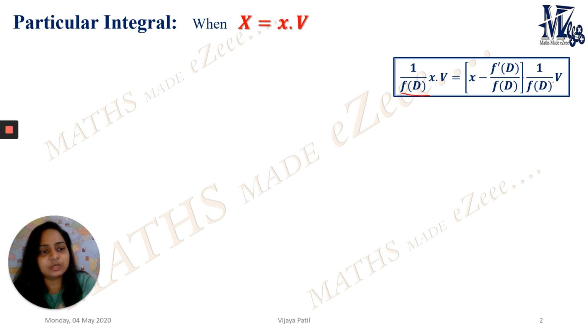That means we are operating from right to left. We will first find the effect of 1 upon f of D on v, which gives us some function of x. Then this function is operated on by f dash of D by f of D, and x minus. So this function gets multiplied with this x. This is the one example we'll be dealing with here.